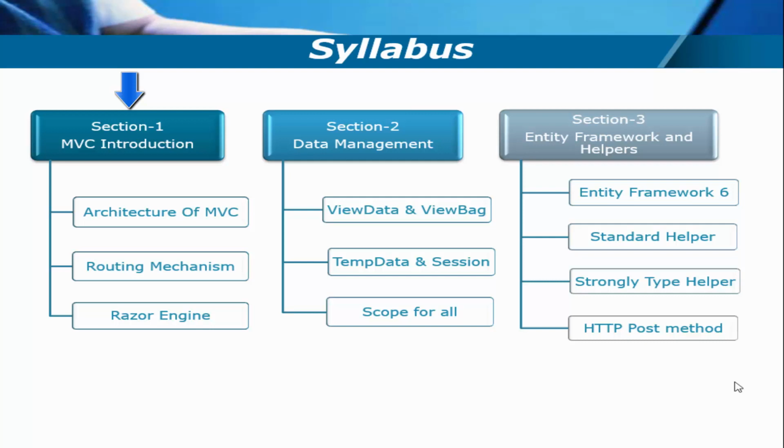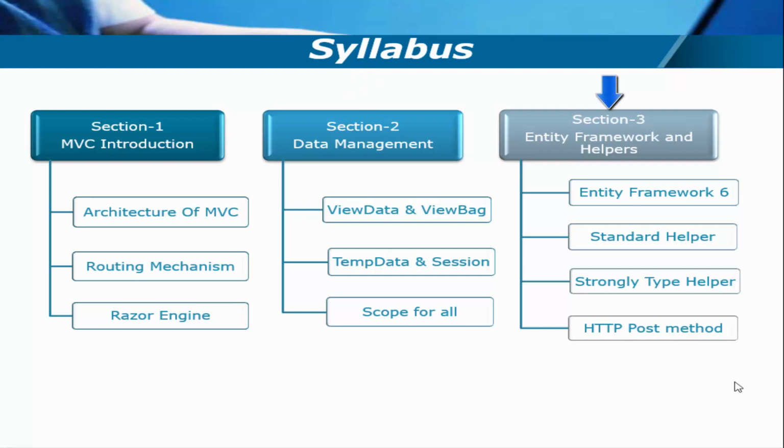We will also cover the routing mechanism to take care of URL patterns and the Razor engine, which covers the server-side parsing in CSHTML. Section 2 covers the data management techniques like ViewData, ViewBag, TempData, and session, and the difference between these objects and their scope in the MVC cycle.